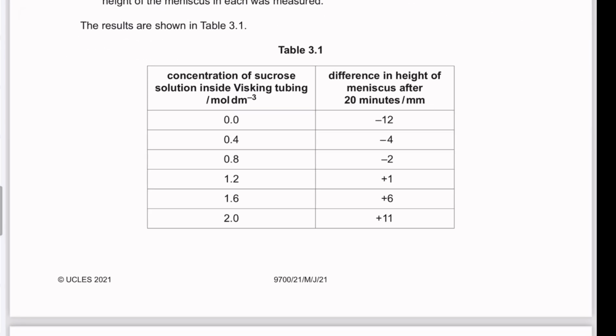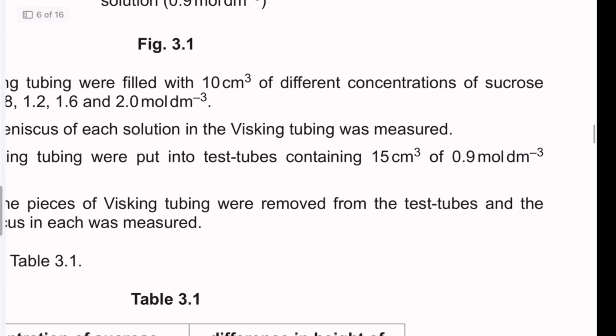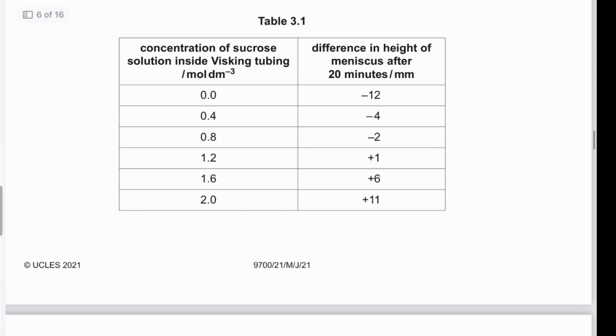So we're looking at the difference in height and how it varies with concentration. When you change the concentrations, the difference in height changes from negative to positive, with a switch happening between 0.8 and 1.2 mol per dm³. That makes sense because at 0.9 mol per dm³, the concentration inside the Visking tube will equal the concentration of the sucrose solution.